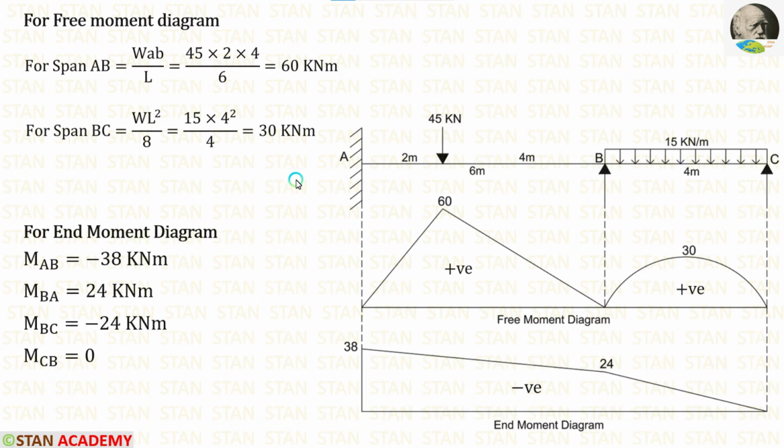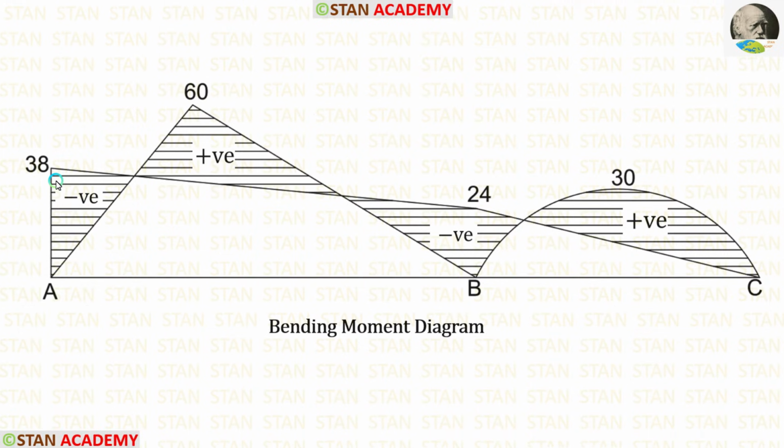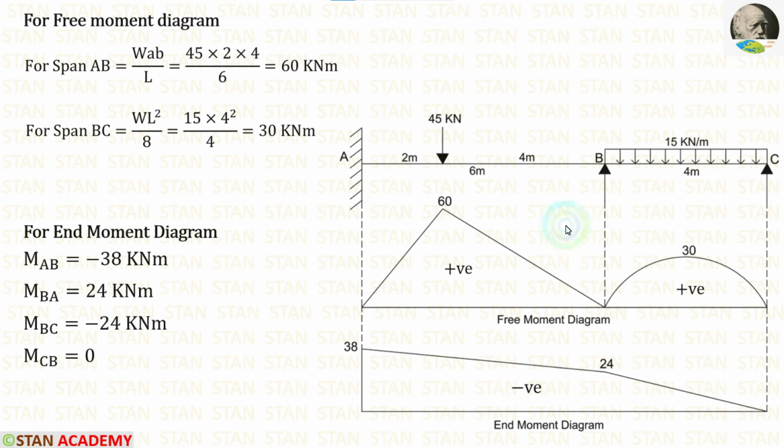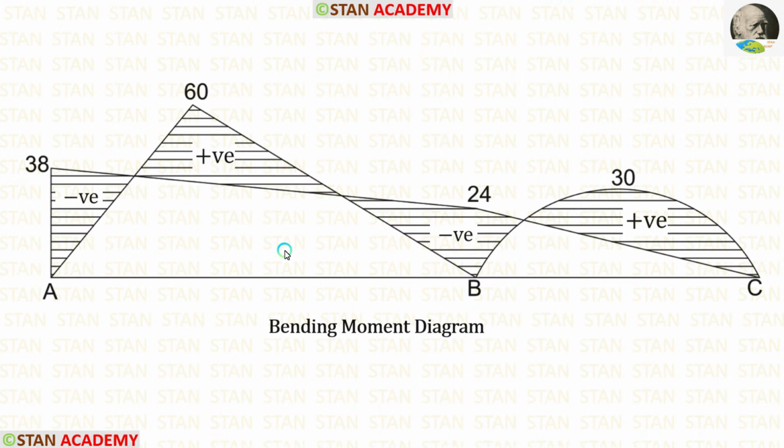Now we can combine the free moment diagram and end moment diagram. Wherever they are acting alone, we have to mark the sign with the values. If they are acting together, we are not marking anything. We just keep the space empty. If you are very experienced, no need to make the free moment diagram and end moment diagram. You can make the bending moment diagram directly. Now we are going to end this session.